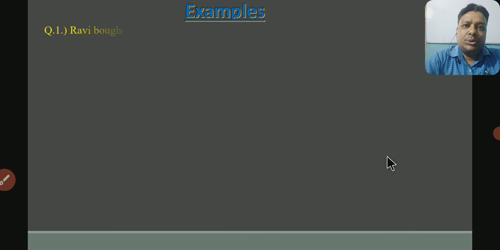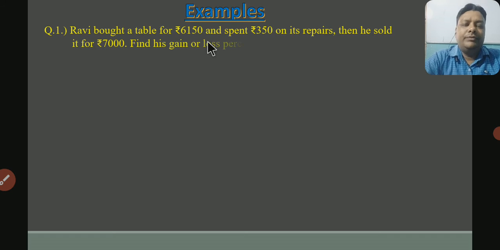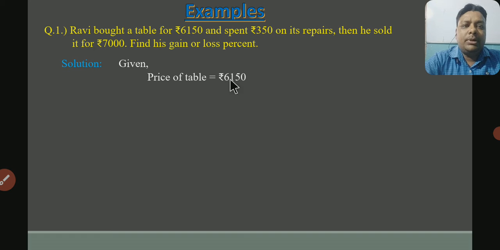Now, first question. Ravi bought a table for rupees 6,150. It is the cost price. But he spent rupees 350 on its repairs because he bought a second hand product. Then he sold it for rupees 7,000. So find his gain or loss percent. So at first let's write what is given. Given: price of table rupees 6,150. Overheads, that is the repairing cost, 350. SP of table 7,000.